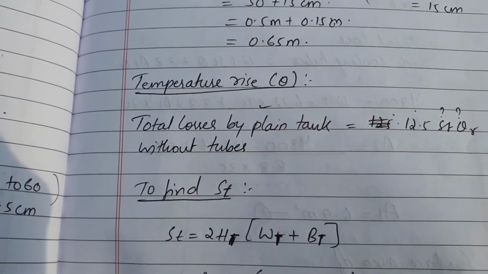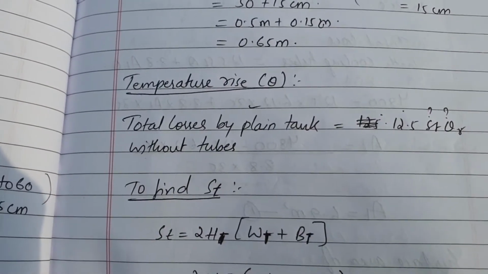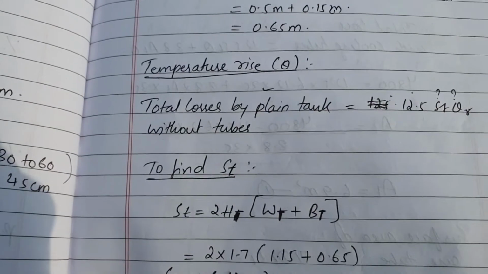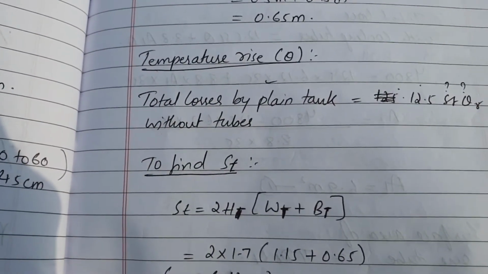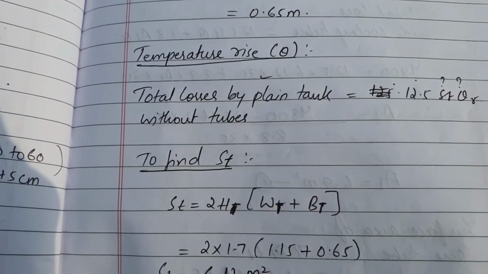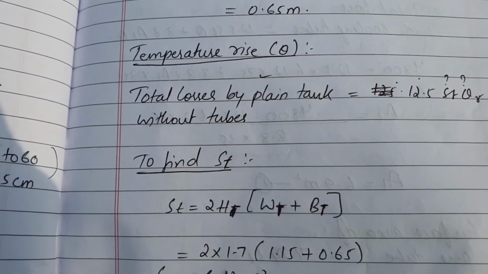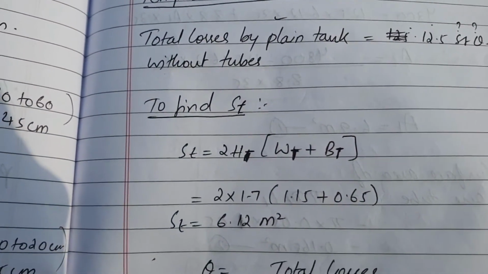Remember, you have to write total losses by plain tank without any cooling tubes: W is equal to 12.5 St theta R. In this equation, we already know the total losses as 4800, and we don't know the value of St, we don't know the value of theta R. So first let us find out the value of surface area of tank St.